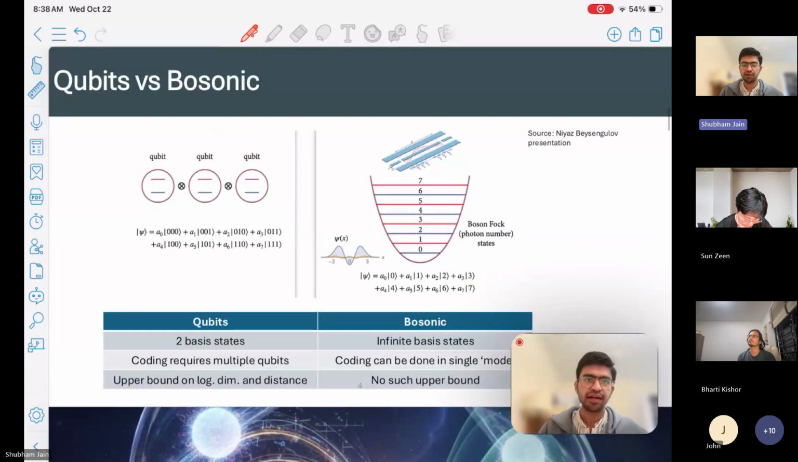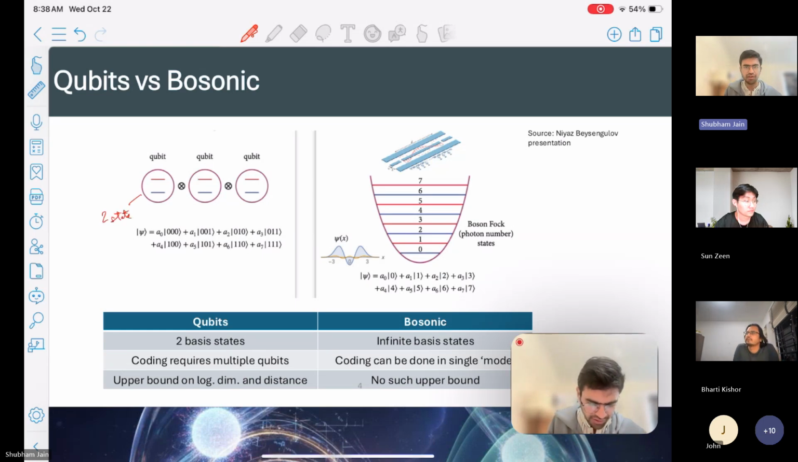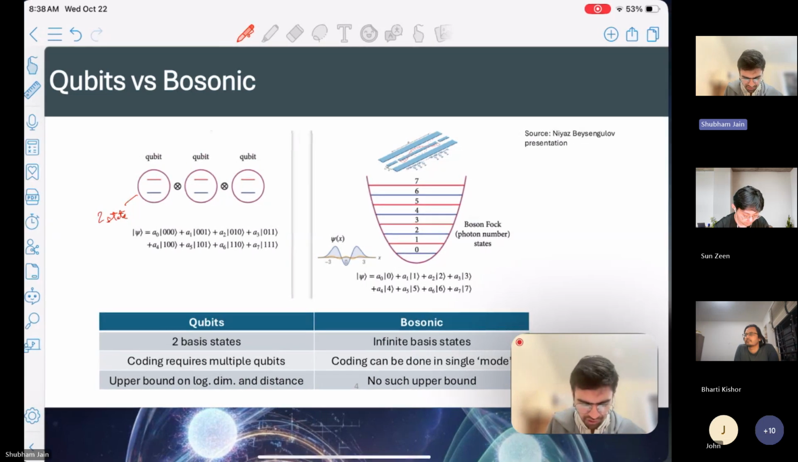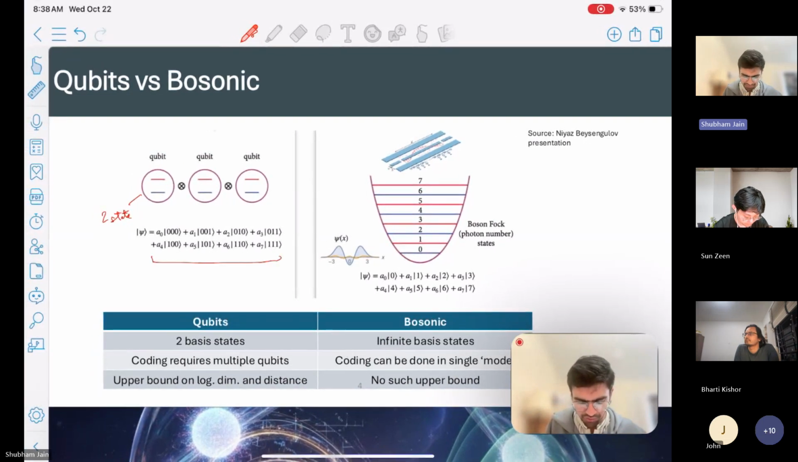Now, for error correction, why do we want to do this? So let's compare the advantages, or the structures, of a qubit system versus a bosonic system. First of all, in qubits, you require multiple systems to encode any sort of information, because a single qubit only has two states. So if you need more states to redundantly encode your information, you need a lot of qubits, which requires a lot of physical systems. You require, in general, a whole ensemble of these physical systems known as qubits. For example, if you have three qubits, you have a Hilbert space of dimension 8.